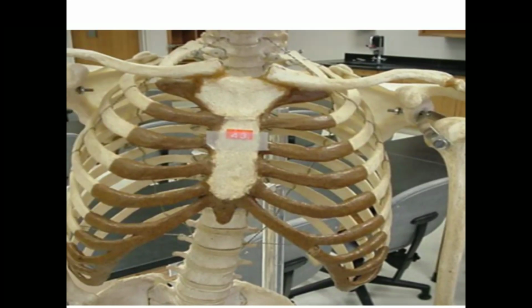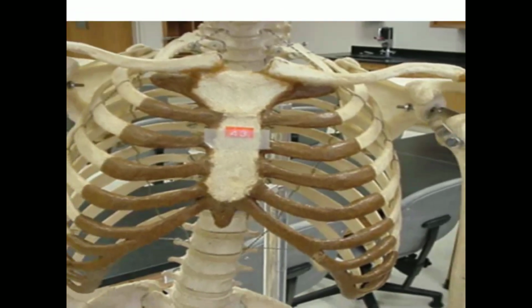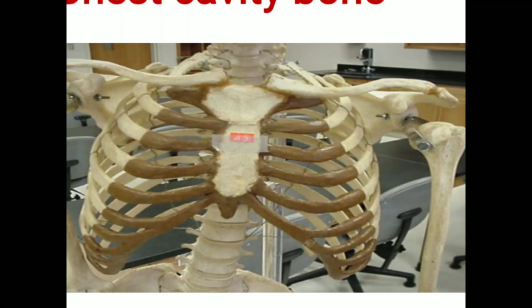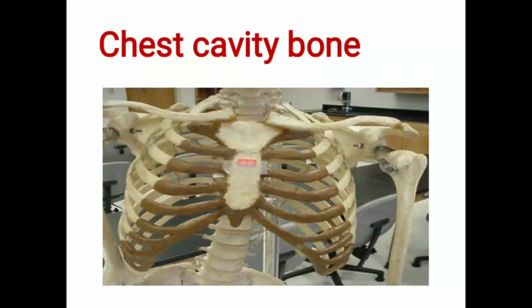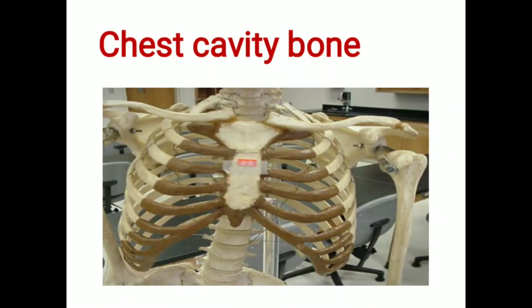Among them, first 7 ribs will be called as the true ribs. They have connection with the vertebra and sternum. So they are called as vertebrosternal rib. Vertebrosternal rib. So first 7 will start from the vertebra and join to the sternum.